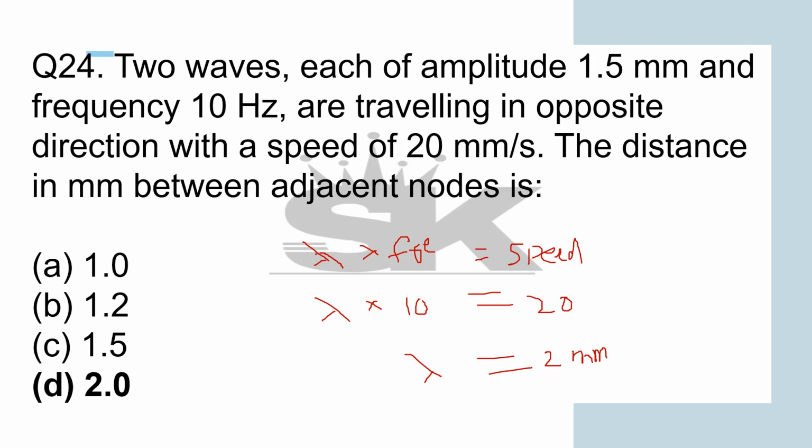So simply we can say wavelength into frequency is speed. Here we want to calculate the wavelength. Frequency is given, speed is given. So wavelength equals 2 mm. It is the distance between two adjacent nodes.